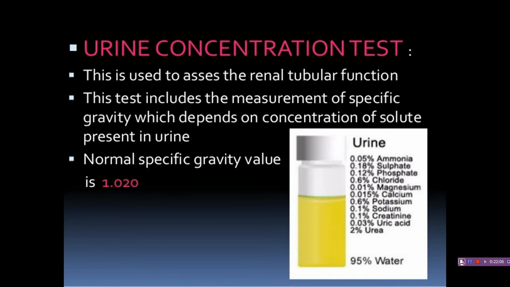Urine concentration test. It is used to assess the renal tubular function. The test includes the measurement of specific gravity, which depends on the concentration of the solute present in the urine. Normal specific gravity is 1.020.